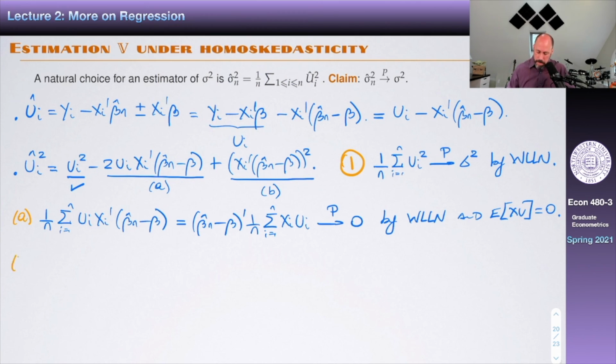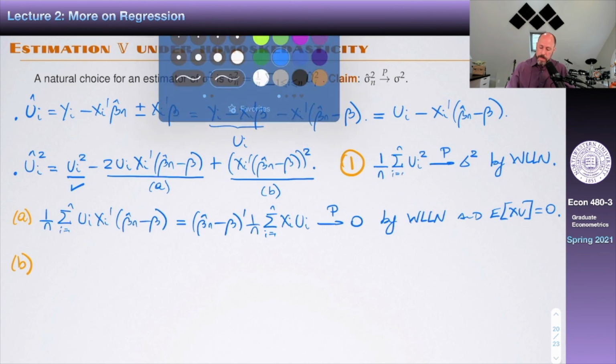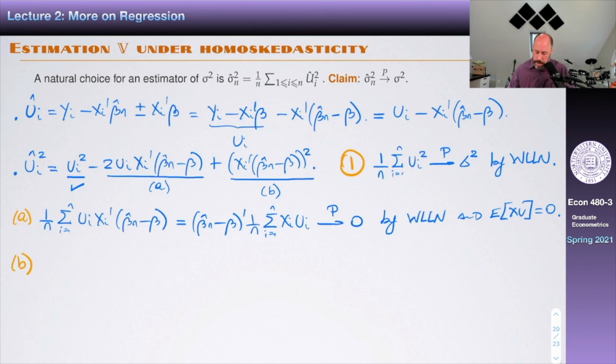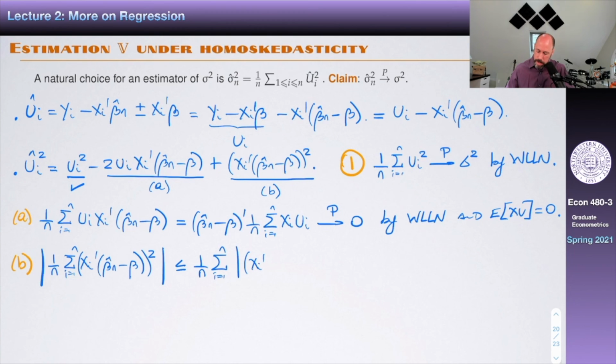Let's look now at B. It's a little bit trickier, but let's just take the absolute value of one over n, the sum from 1 to n of x_i prime (beta hat minus beta) squared. By the triangle inequality, this is less than or equal to one over n, the sum from 1 to n of the same guy.